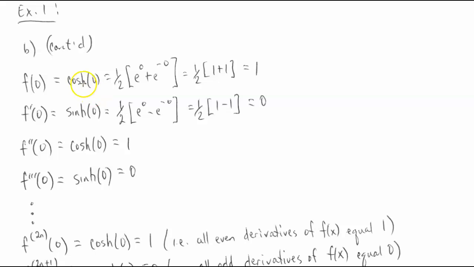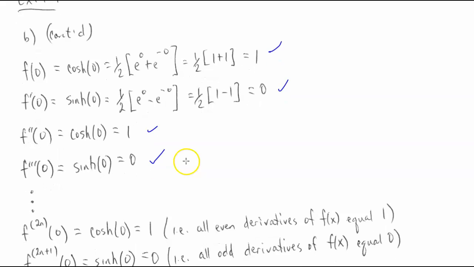And we see here that cosine hyperbolic of 0 ends up being 1. Sine hyperbolic of 0 ends up being 0, for the first derivative. For the second derivative, evaluated at 0, it ends up being 1. For the third derivative, at 0, and we see that there's a pattern. For every even numbered derivative, we're getting 1. For every odd numbered derivative, we're getting 0.